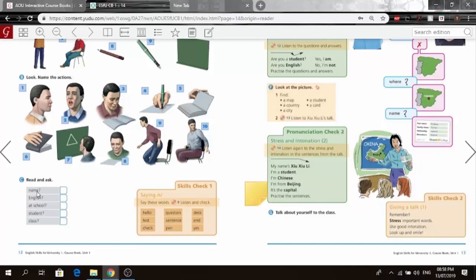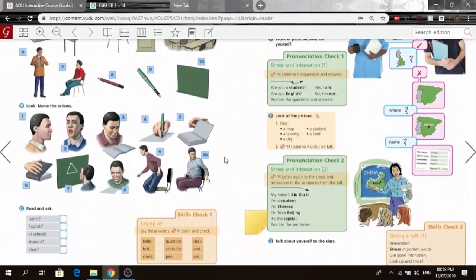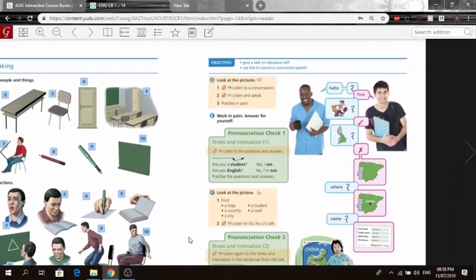So name, you could ask somebody, what is your name, right? English, are you English? As in, are you from the UK? Are you English? Are you at school? Okay. Are you a student? Are you in class? Okay. So these are all questions that you can ask people to understand what they're doing right now. Okay?